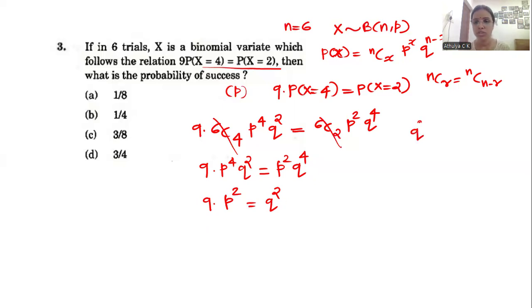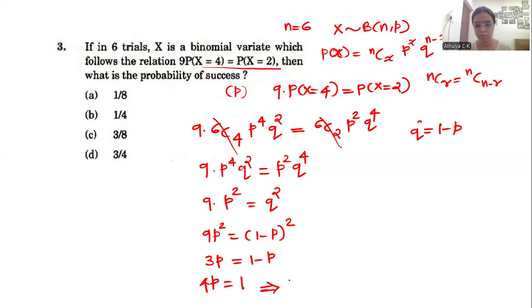We know that q is equal to 1 minus p, so we can write it as 9p square is equal to 1 minus p whole square. We can take the square root. When we take the square root, it becomes 3p is equal to 1 minus p, right? On the right hand side, 1 minus p is there. When we take minus p to this side, it will become 4p, that is 4p is equal to 1, which implies p is equal to 1 by 4. So the probability of success, its value, we got as 1 by 4.